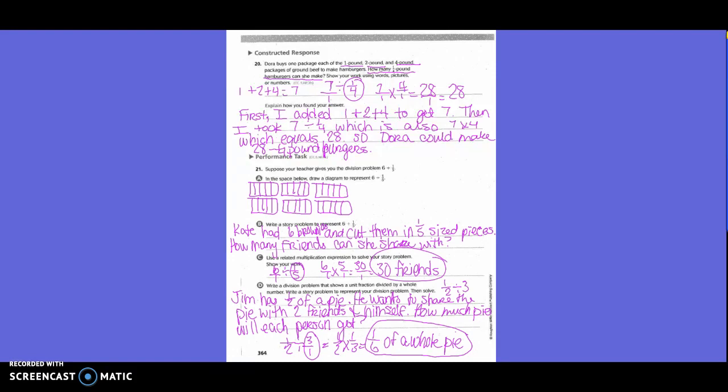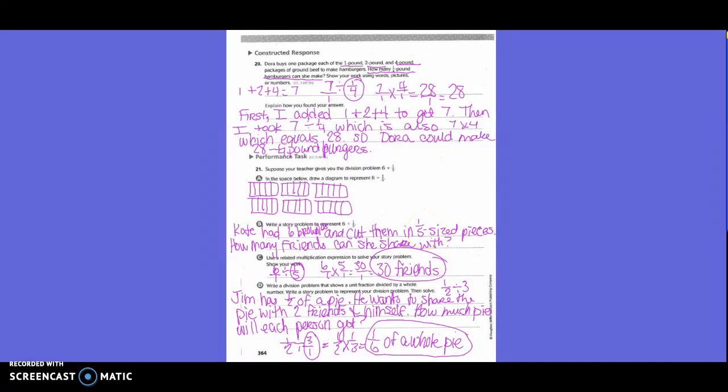Performance task number 21. Suppose your teacher gives you the division problem 6 divided by 1/5. Letter A. In the space below, draw a diagram to represent 6 divided by 1/5. So we drew 6 rectangles and broke each rectangle into fifth-sized pieces. Letter B. Write a story problem to represent 6 divided by 1/5. Kate had 6 brownies and cut them into 1/5 sized pieces. How many friends can she share with?